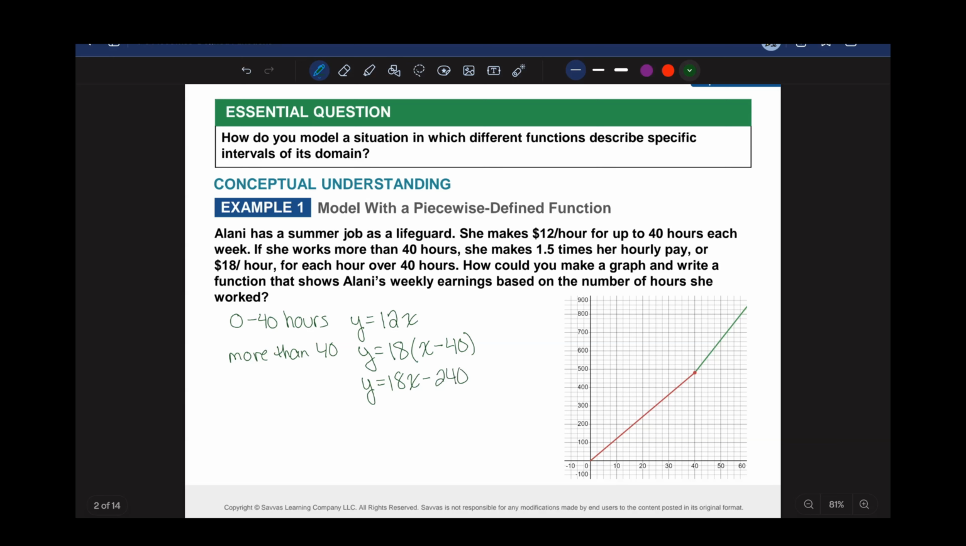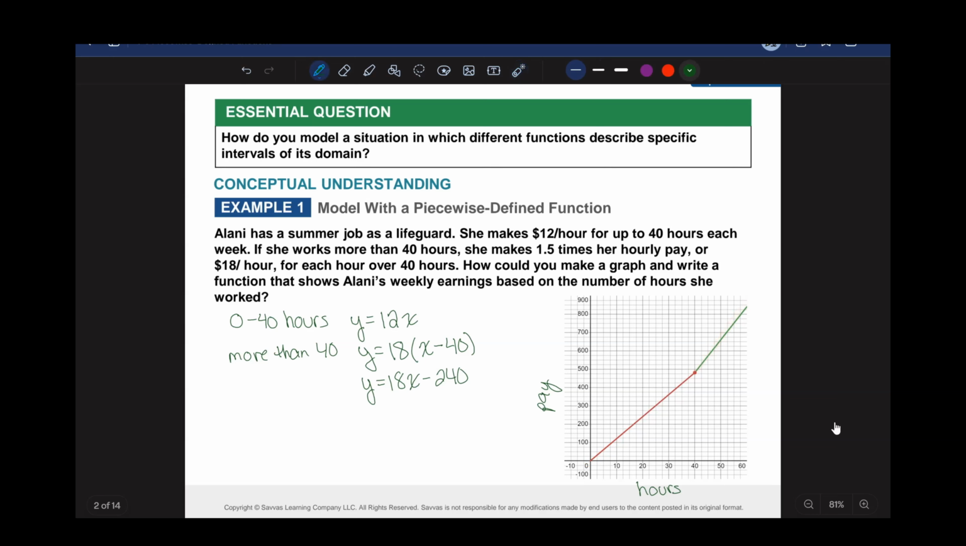So I have two different equations, and those correspond to two different graphs, two different pieces on the graph that I have over here on the right. So I know that my x-axis is the hours that I have worked, and the y-axis is the pay that I'm going to receive. So this first part in the red represents the first part of my equation, the 12 times x. The green part represents my second equation.